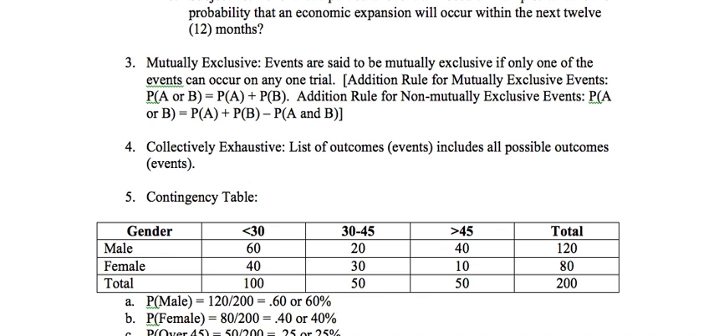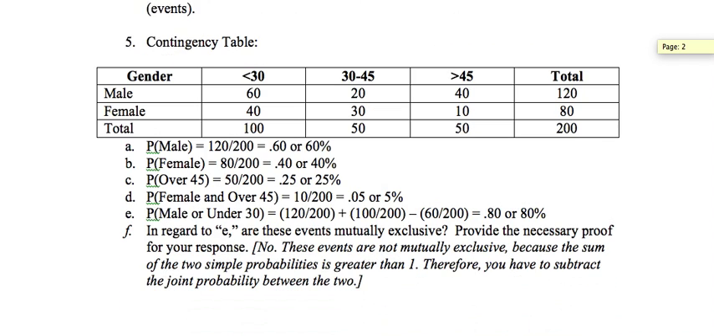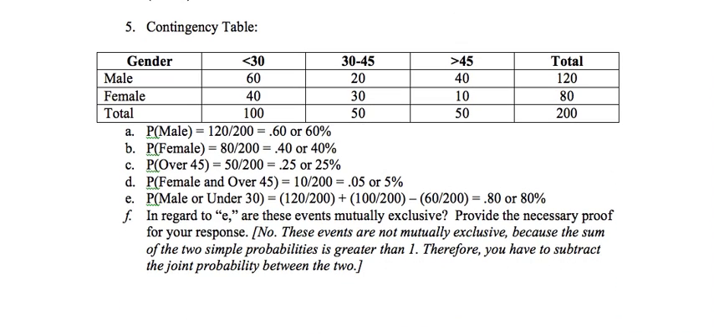What I have here under 5 is a contingency table. In my columns I have gender, males and females, of course. And then I have under 30, 30 to 45, over 45, and then totals. My total sample space is 200.